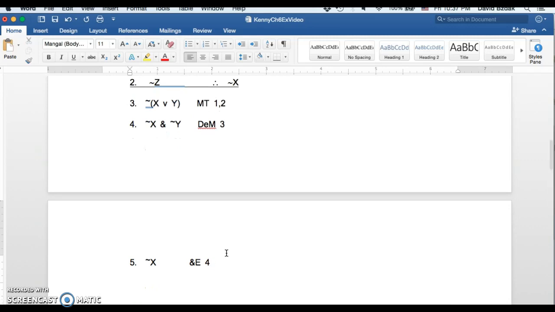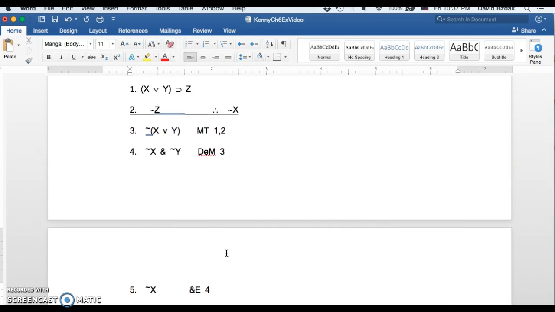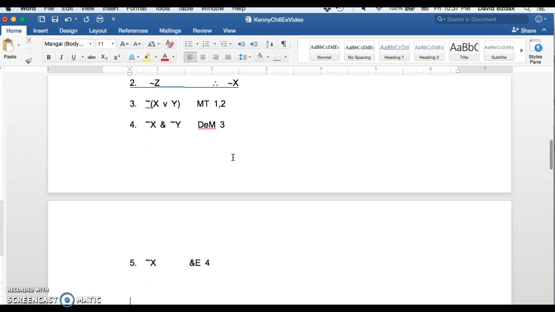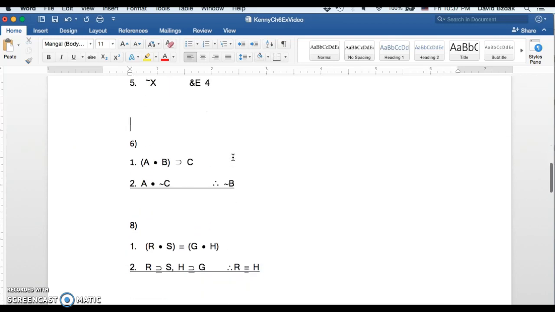All the introduction and elimination rules are inference rules. All right, so that means they only work one way, and you can only do them on whole sentences, not parts of sentences. Okay, number 6.